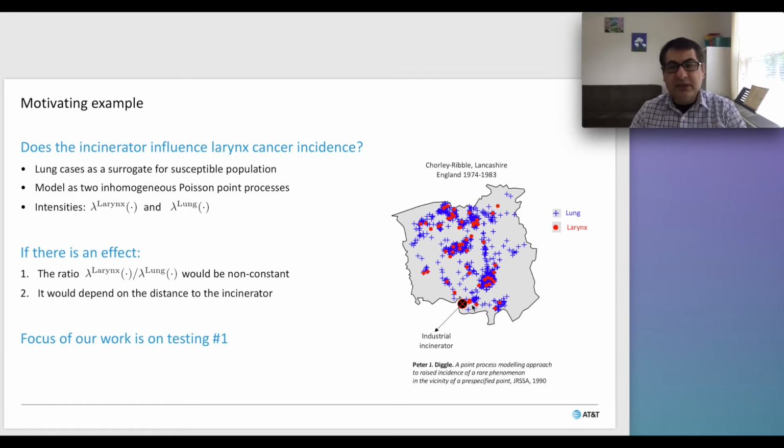Again, remember, lung cancer cases are not affected by the incinerator, so it only could have an effect on larynx cancer cases, so the ratio would vary in space. And it would be ideal if it would depend on distance to the incinerator, and that would provide a conclusive proof of the effect. In this presentation, I will focus on answering question number 1.